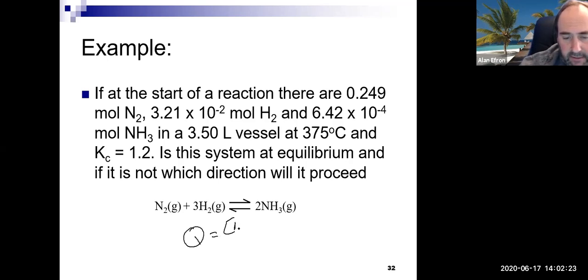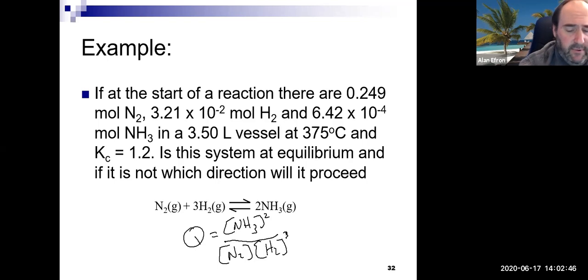So to do our Q here, we would set it up exactly like K. We're going to take the concentration of NH3, and we do need to square it. We're going to divide it by our reactants, N2 and H2. Here we want to make sure that we cube the H2 because of the coefficients. In this particular case, we have moles and we have liters, so we want to convert everybody into molarity, which is moles per liter. That's probably the first thing we want to do here.